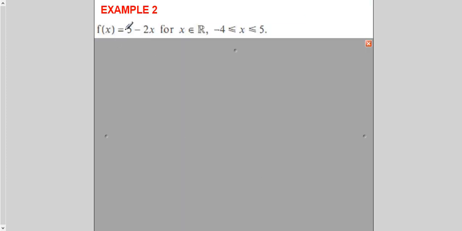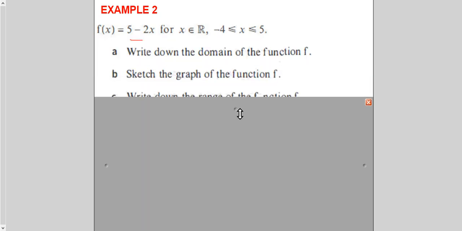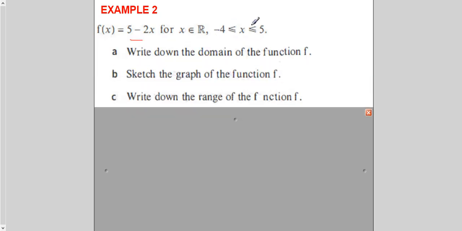Now this is the example of linear function. In this question, the domain is restricted, so you have to answer the question with respect to the following domain. There are 3 parts in the question. First of all, you have to find out the domain of the function. Now we have seen in the first video, domain means the values of x on the curve.